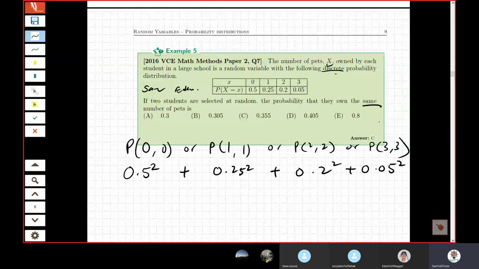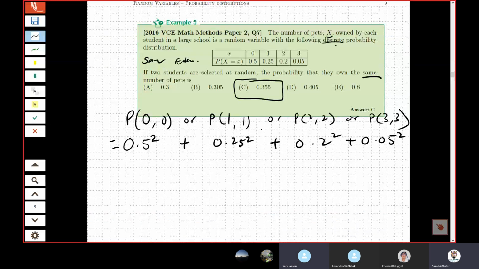And apparently the answer is C. If you plug that into your calculator, it should give you C. All good? Yeah. Done. Let's move on.